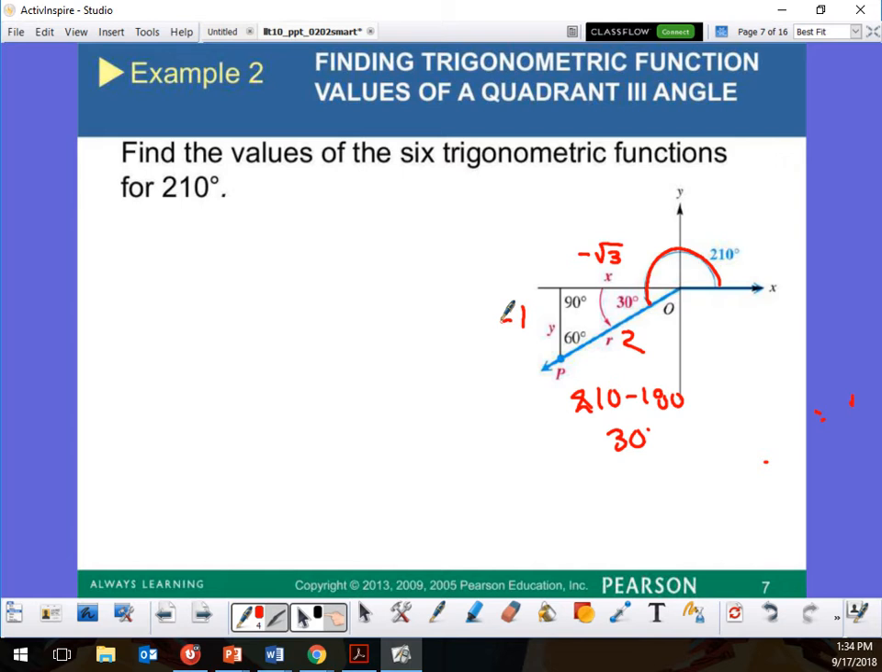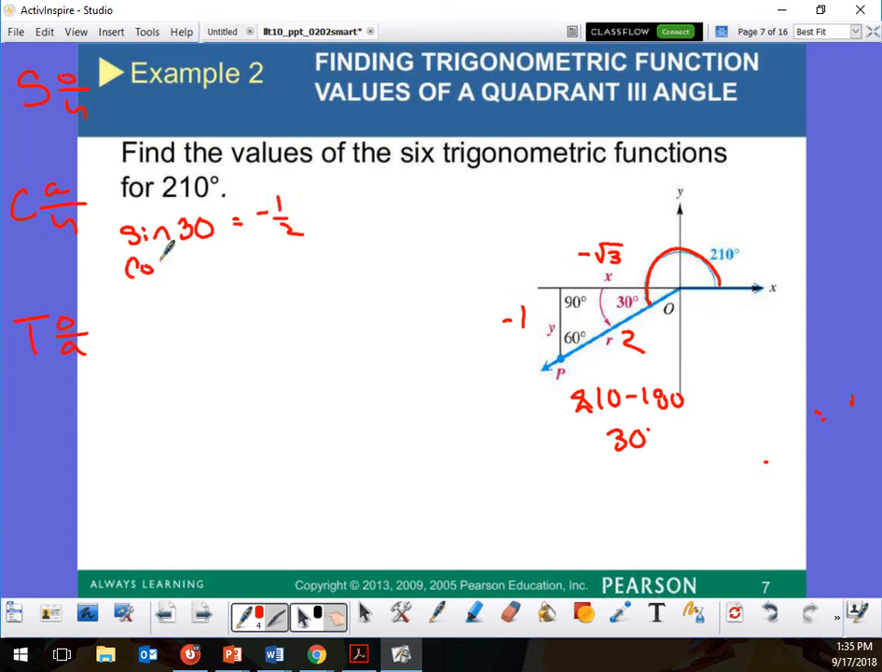So sine of 30, because that's my reference angle I'm using here. Sine of 30 was 1 over 2. Sine is opposite over hypotenuse. So if this is my reference angle, my opposite would be negative 1 over 2.